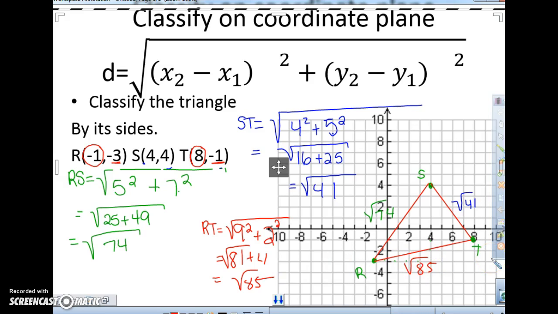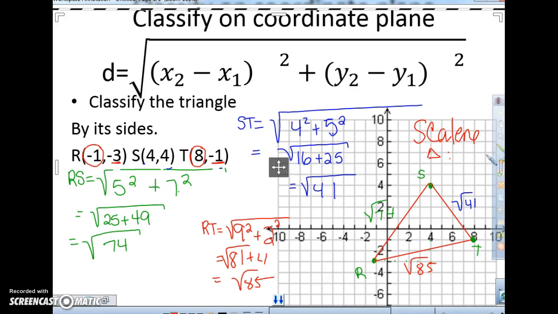And then we want to look at all three of them, make a comparison, and decide if the triangle is scalene, isosceles, or equilateral. Are two sides the same? No. Are all three sides the same? No. So scalene. So this is a scalene triangle. I'm doing this subtraction here in my head so it doesn't look nearly as intimidating. Or you can count on your graph.